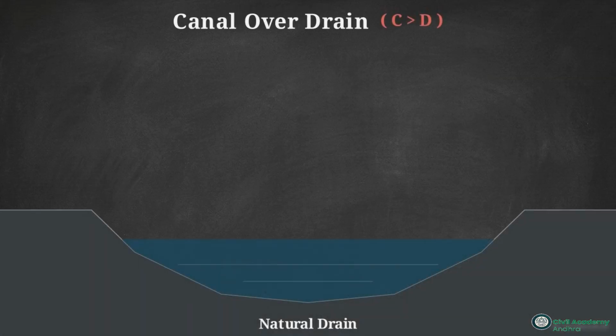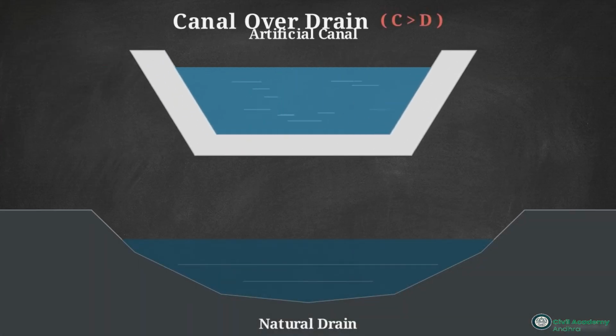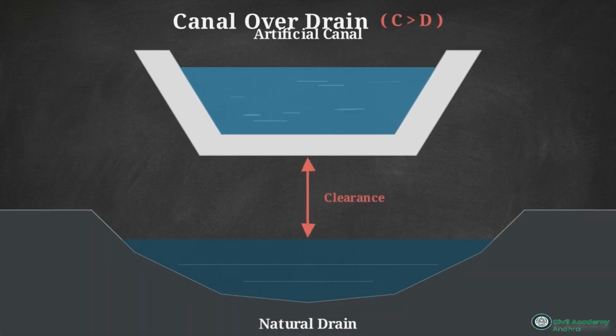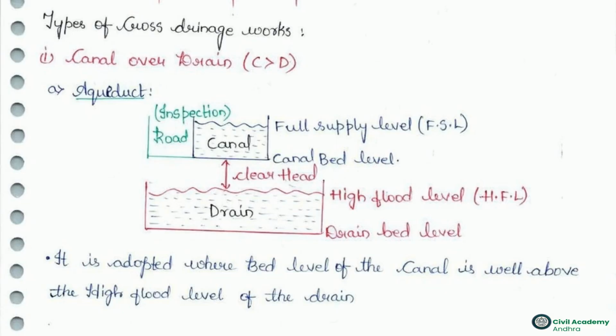Let us examine the first primary orientation. The artificial canal physically passes over the natural drain. This schematic illustrates the first condition. Notice the canal bed is situated well above the drain's high flood level. This gap is the clear head. Because the natural stream has open air above its maximum flood line, gravity alone governs flow. We call this an aqueduct.